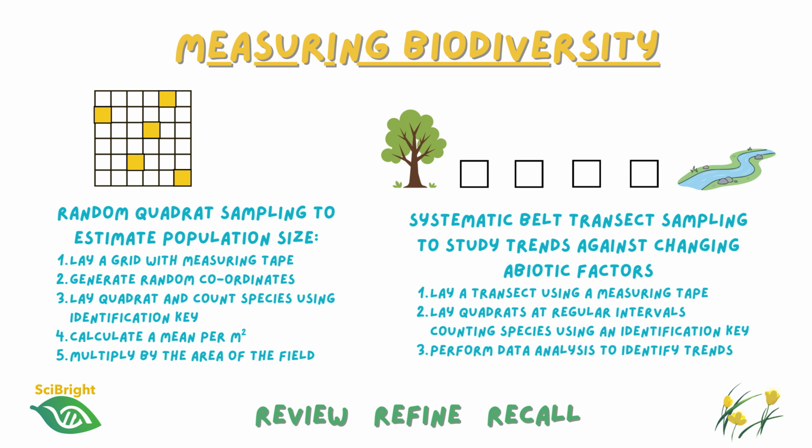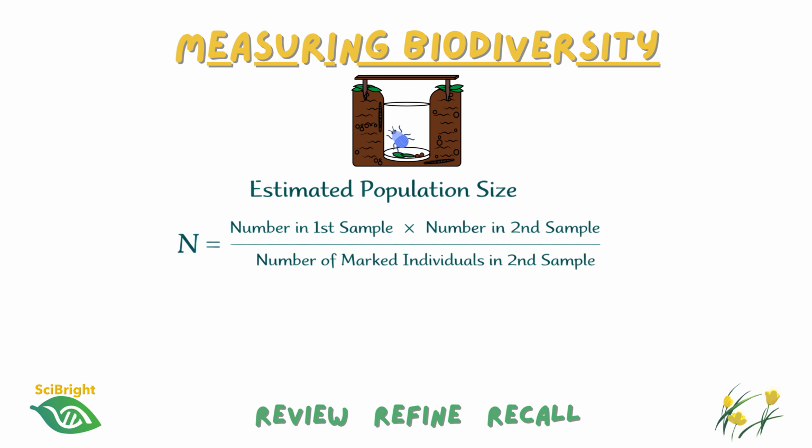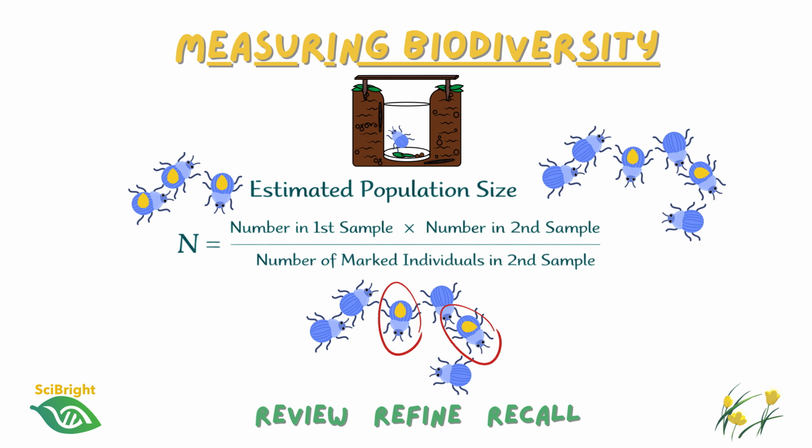Rather than simply describing biodiversity, you're going to begin to measure it for real. Now, when it comes to motile organisms, you will develop your understanding of the mark release recapture technique, where organisms are captured, marked with a non-toxic mark, and then released back into the habitat. After a period of time to allow random mixing, another sample will be taken in the same way at a similar time of day or year to ensure standardization.